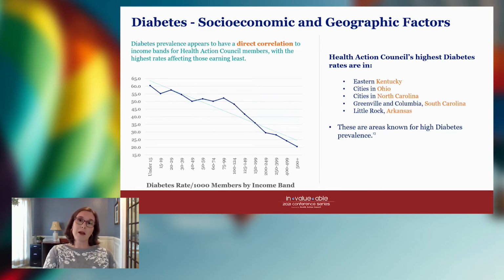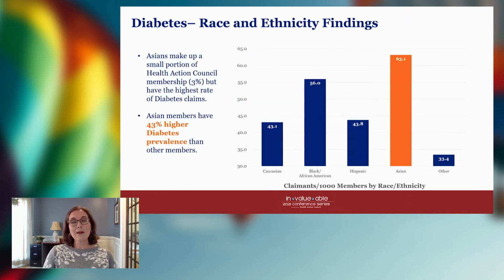Now, for the Health Action Council membership, diabetics are most prevalent in areas of the South, rural areas, places that are known for high diabetes prevalence. That is true for the Health Action Council membership. But here is something uncommon. It is very rare for employer groups, insurers like us, to talk about their Asian members. Typically, those are very small populations. You see it's 3% for the Health Action Council.